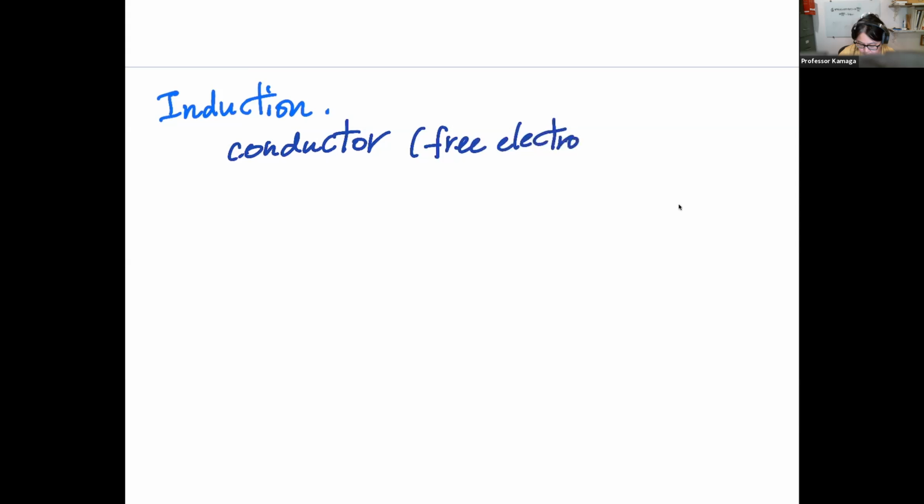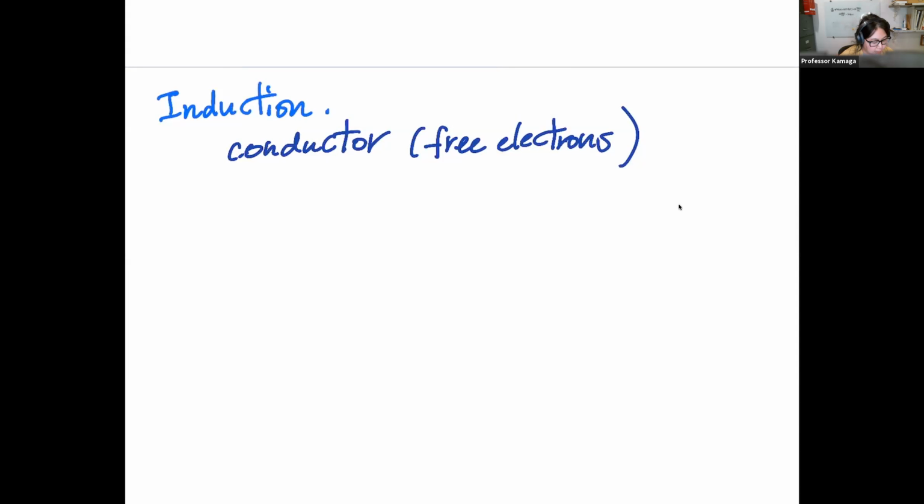So induction is, you see, in a conductor. What does a conductor have that insulator material doesn't have? Free electrons. Electrons are free to move inside the conductor.